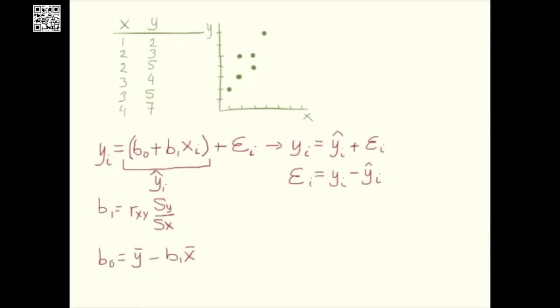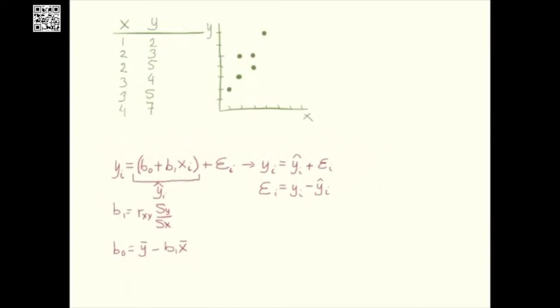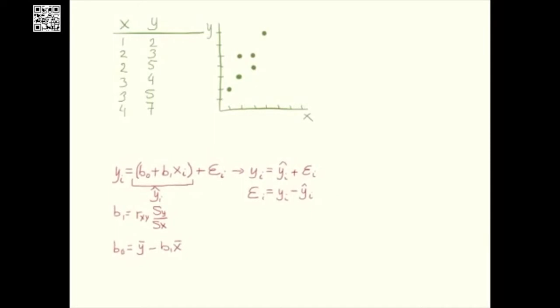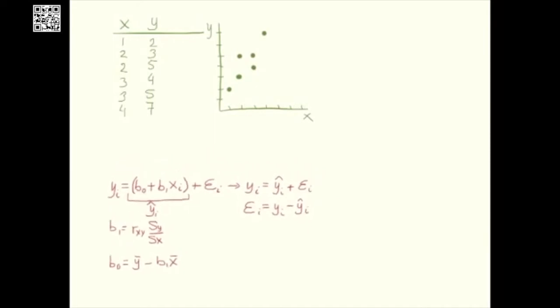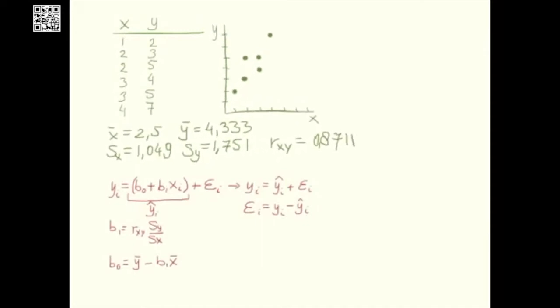And we then need a number of values, namely the means of x and y, the standard deviations, and the correlation. So the mean of x equals 2.5, the standard deviation of x equals 1.049, the mean of y equals 4.33, the standard deviation of y equals 1.751, and the correlation between x and y is equal to 0.8711.